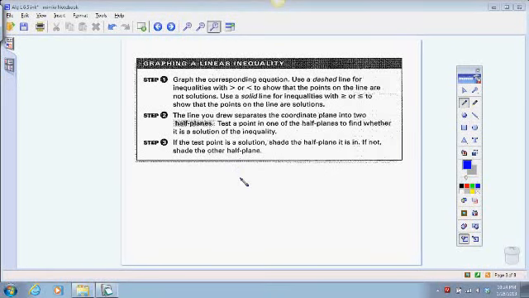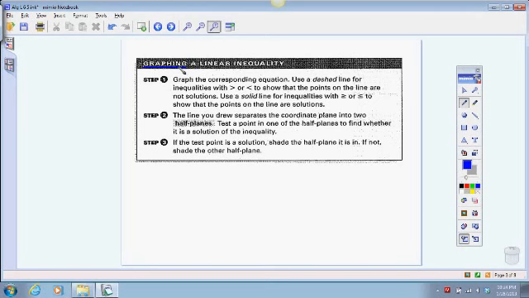Listed here are the steps for graphing a linear inequality. So feel free to pause the video and write this down. And I'm going to go through these, but it'll probably make more sense when we actually get to an example here in a second. But step one says you're first going to graph the corresponding equation.